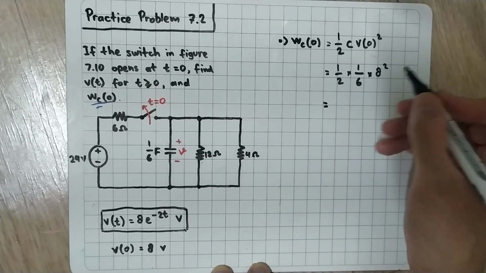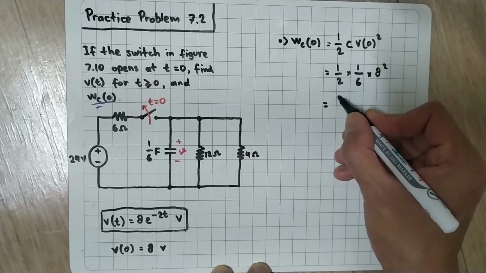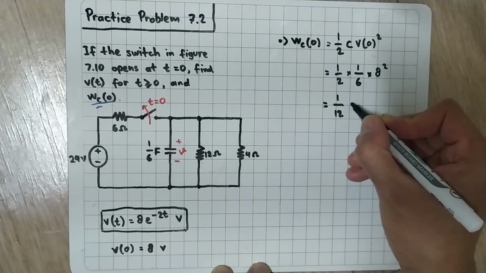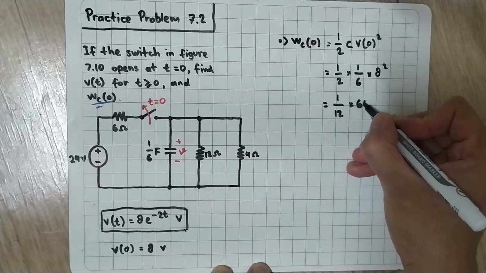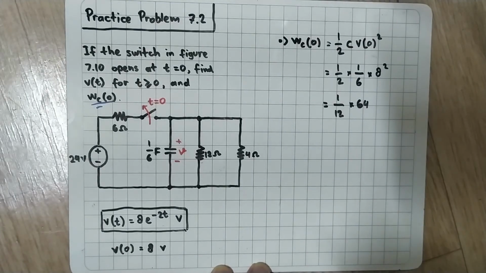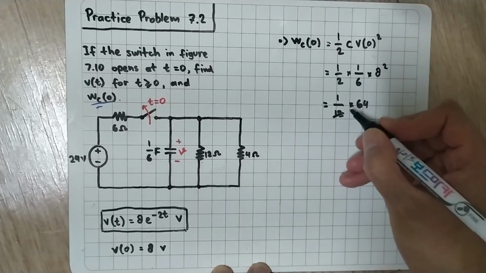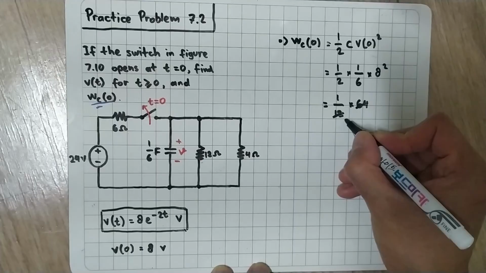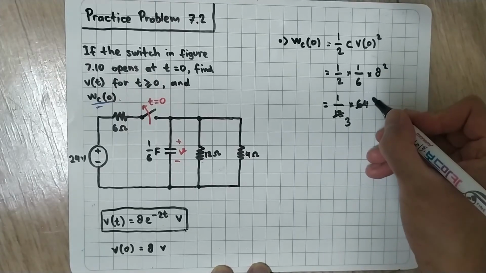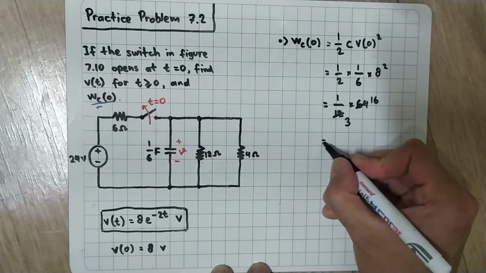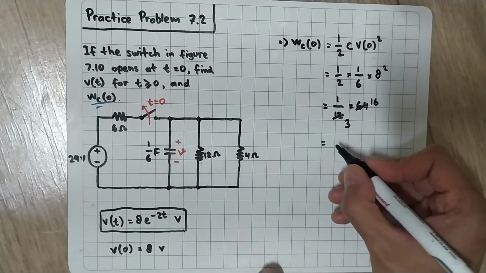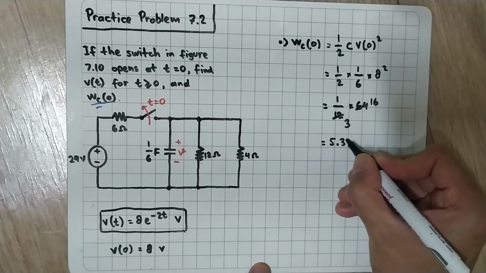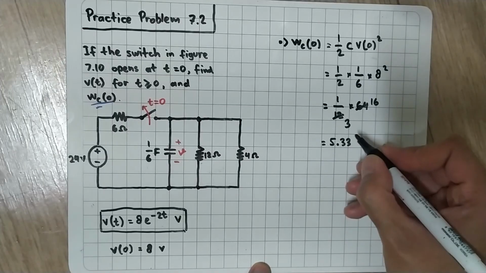So I will have this one, 1/12, right, multiplied by 64. So I will have this one divided by 4 and this one also divided by 4. I will have 3 and I will have 16. So 16 divided by 3 is 5.33, and so on.